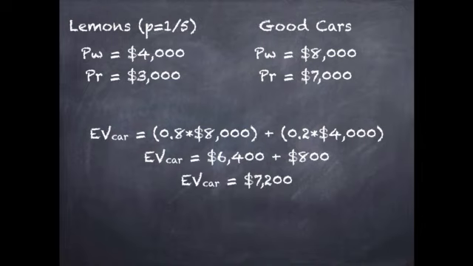So let's take a look at this. If that's the price that's going to occur for cars, how many cars will be sold? Well, if you own a lemon and the minimum you're willing to take is $3,000 and somebody offers you $7,200, the car will be sold. And also for good cars, the same thing will occur, that the expected value of the car exceeds the reservation price of good cars. Therefore, the equilibrium in this marketplace is that the equilibrium price is going to be $7,200 and that all cars will be sold in this marketplace.